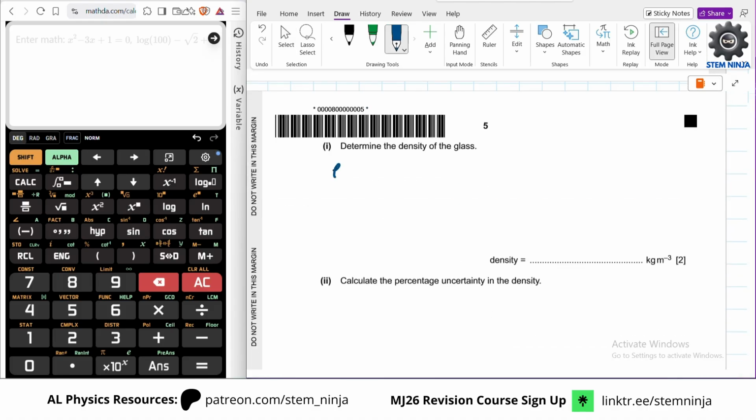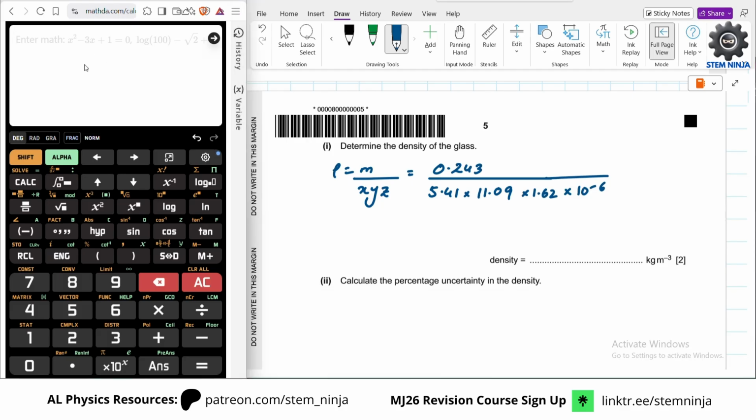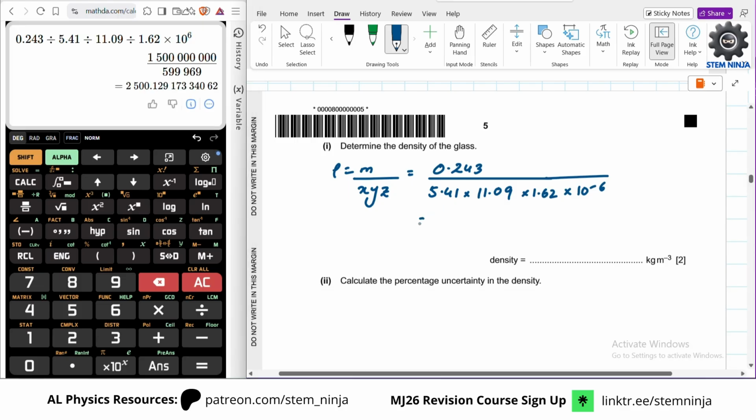So calculate the density. This is mass per volume, which is simply x times y times z in meters. 243 divided by 5.41, 11.09, 1.62, and 10 raised to the power minus 6. Now we have it in meter cubed. 0.243 divided by 5.41 divided by 11.09 divided by 1.62 times 10 raised to the power 6. We get 2500. And this is to two significant figures already, so we don't need to do anything.